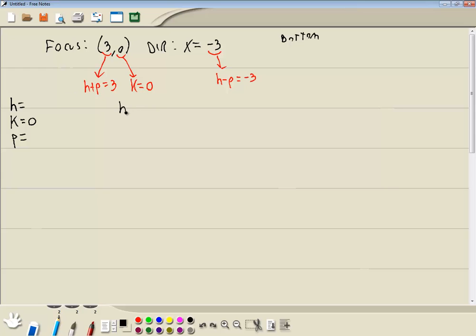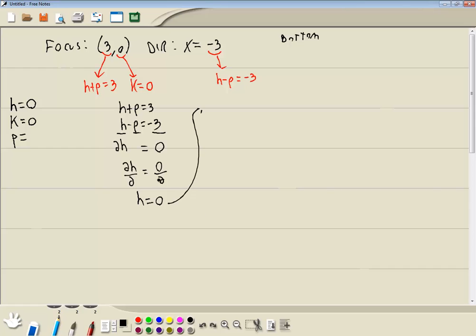But now we have h plus p is equal to 3, and h minus p is equal to -3. Well, this is a system of equations, and we can solve this using the addition method. So we can add these together. h plus h is 2h, p minus p drops away, 3 minus 3 is 0. Then we'll divide both sides by 2, and we get h is equal to 0.